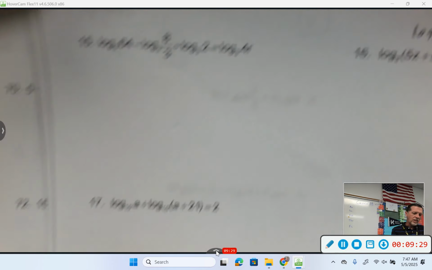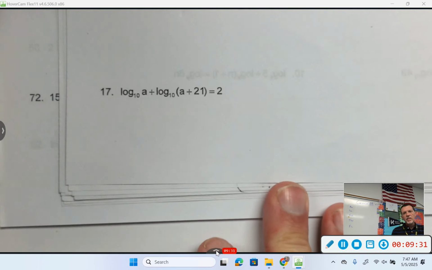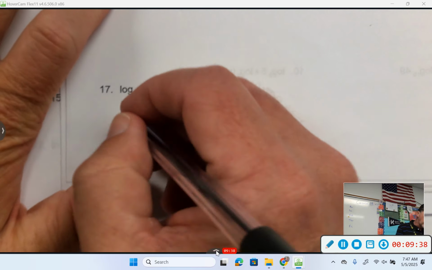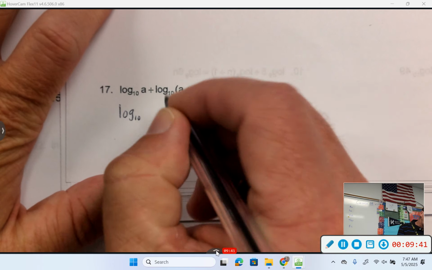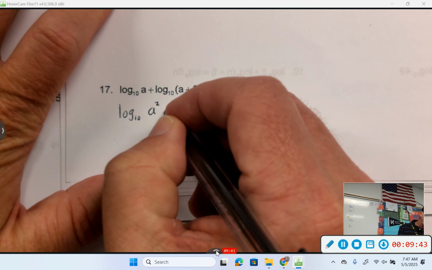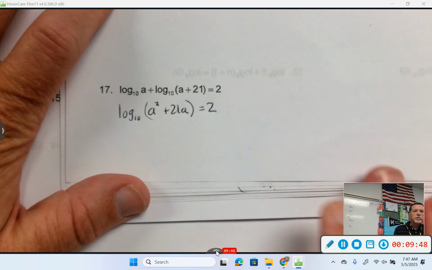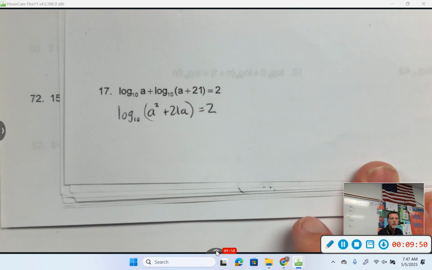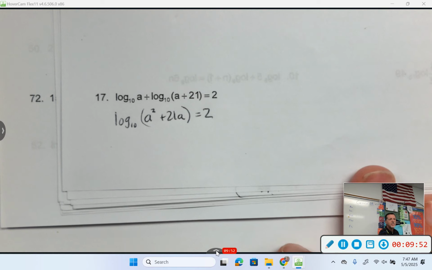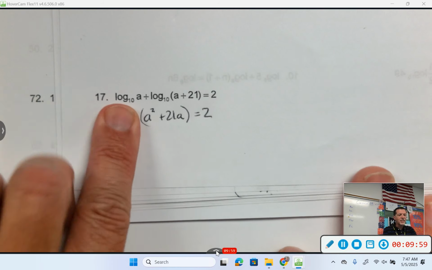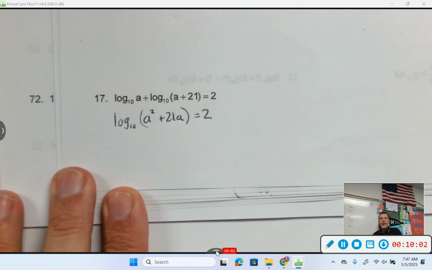All right, let's try 17. What should we do first on 17? Multiply. So log base 10. I'm going to go ahead and distribute. A squared plus 21a equals 2. Oh, how is this different than the last couple we did? It doesn't equal a log. Right, I can't cancel the logs. I can't say, oh, I'll just cancel the log there, and there we go. So how do I handle that?